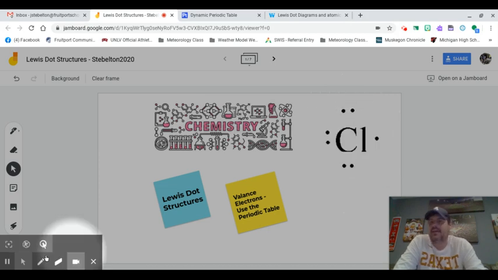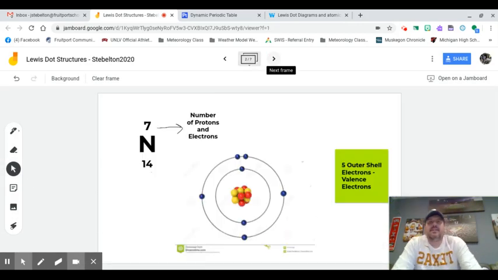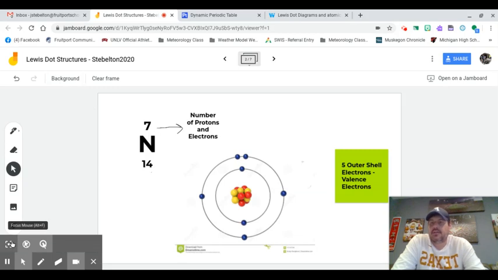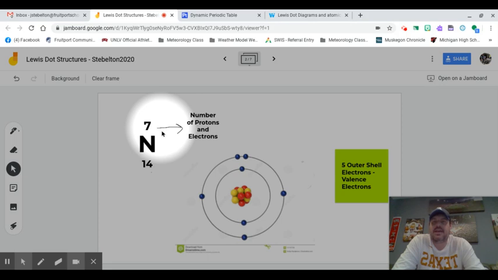that element has. So to do these, you need a little review of valence electrons. This goes back to chemistry A. This is an example right here of nitrogen. Nitrogen, the atomic number is 7. So nitrogen would have 7 protons, and because there's not a charge given here, nitrogen would also have 7 electrons.